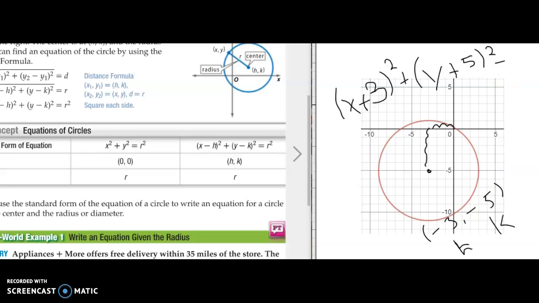Now, I'm going to have to figure out what the radius is. Let's see. I like to just go straight up to count, so it would be 1, 2, 3, 4, 5, 6. So since the radius is 6, 6 squared is 36. That's the equation. That's all there is to it.